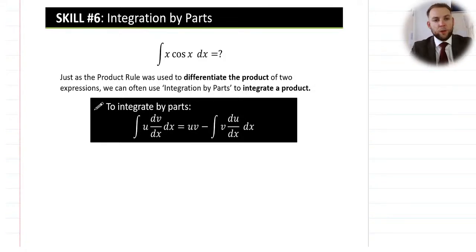So next up we're looking at a new skill, which is called integration by parts. It's actually a variation of the product rule, I think. There is a proof for this.